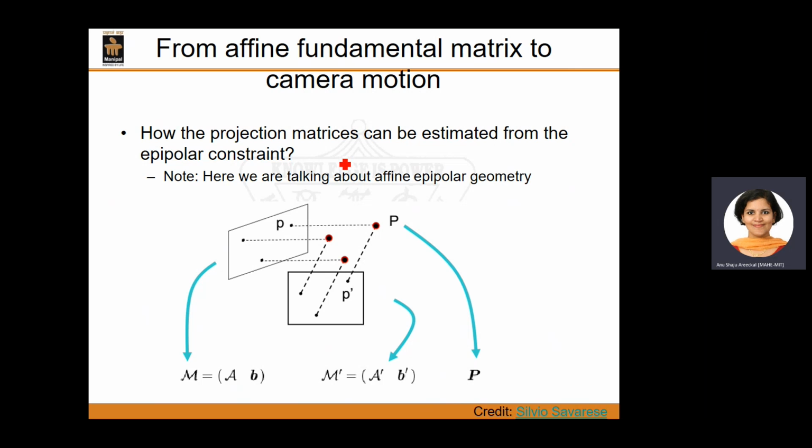Now, from the image correspondences P P dash, we try to calculate the affine fundamental matrix, and from there we need to find out the camera matrices, right? So from P P dash, which are the correspondence point pairs, what we did in the previous step is we were trying to find out the affine F, which is the affine fundamental matrix. From this, now we need to find out the camera matrices M and M dash. Okay, and let us see how we can find the camera matrices here.